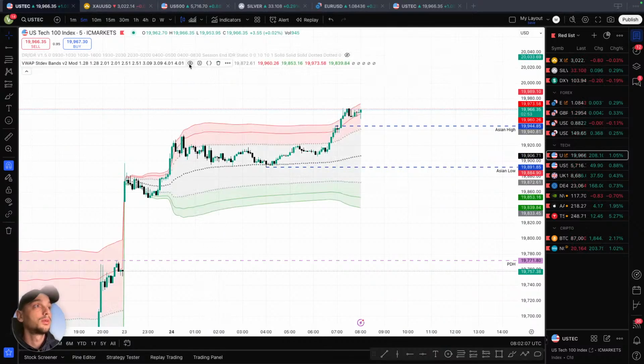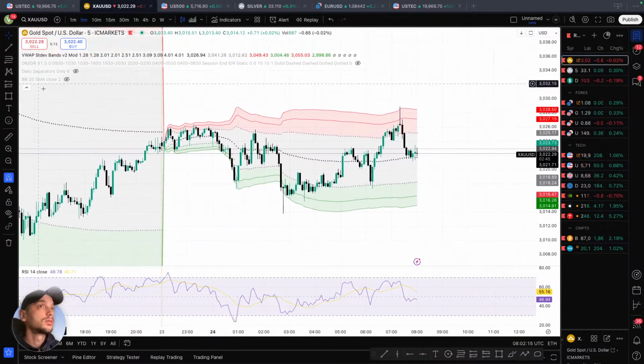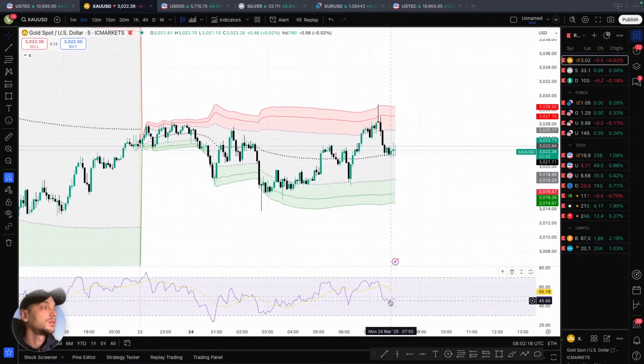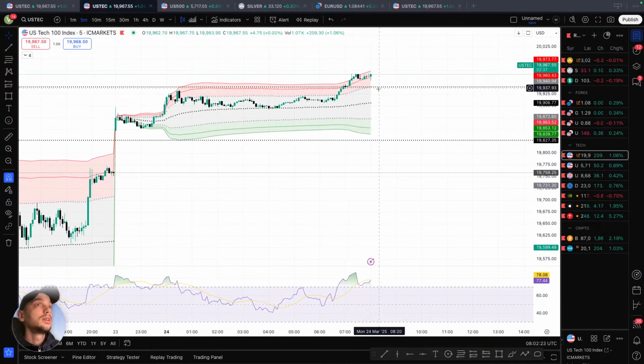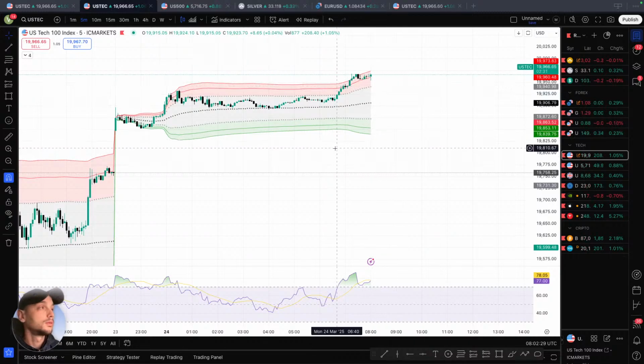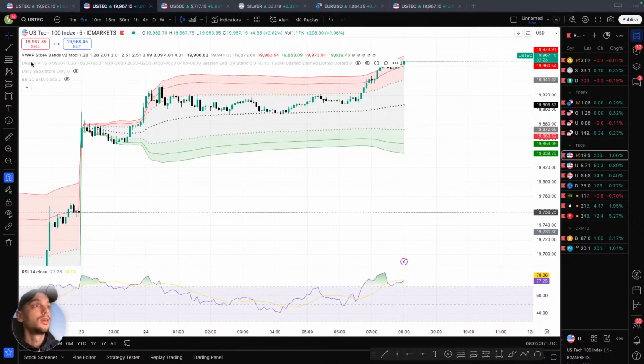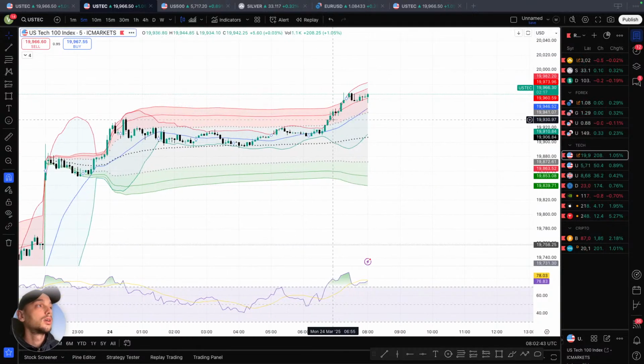Let's see what is on the VWAP. We're pretty high on VWAP. See with gold, RSI is in the middle. Ideally looking for shorts with gold. And with Nasdaq, ideally we're gonna look for shorts as well. You can see the RSI, it's really high. VWAP is in the red area. We're getting out of the bands here.